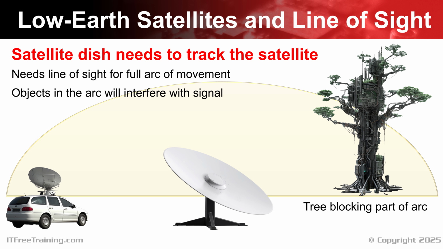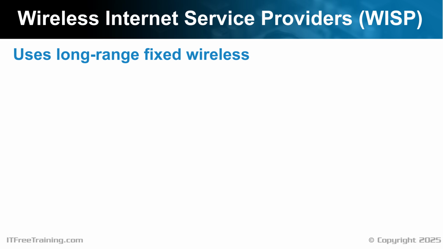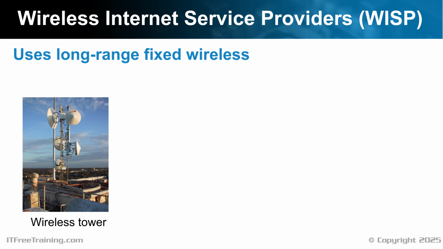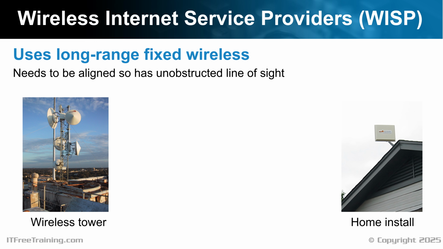Now let's consider another option that does not need a satellite. Wireless Internet Service Providers, or WISP, uses long-ranged fixed wireless. A typical setup requires two dishes, for example, a wireless tower and a second dish at the consumer site. WISP can also be used to connect two business locations together. For example, connecting two business sites that would be difficult or impossible to connect by a wired connection. In order to use WISP, the dishes need to be aligned so there is an unobstructed line of sight.